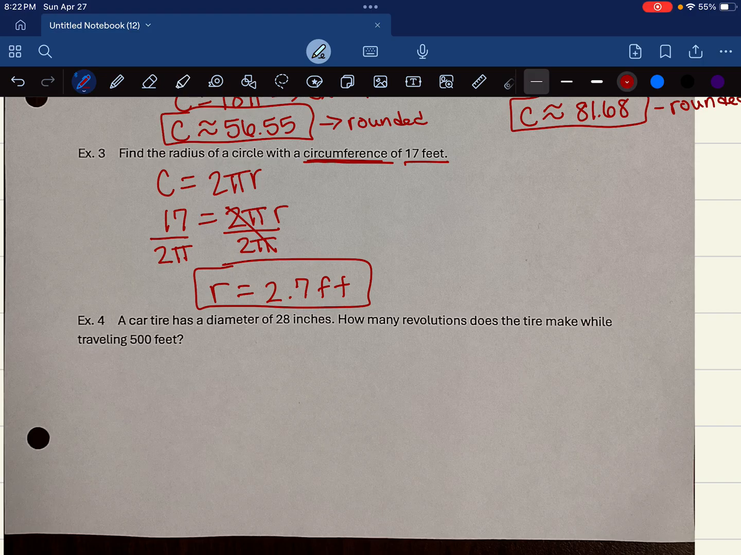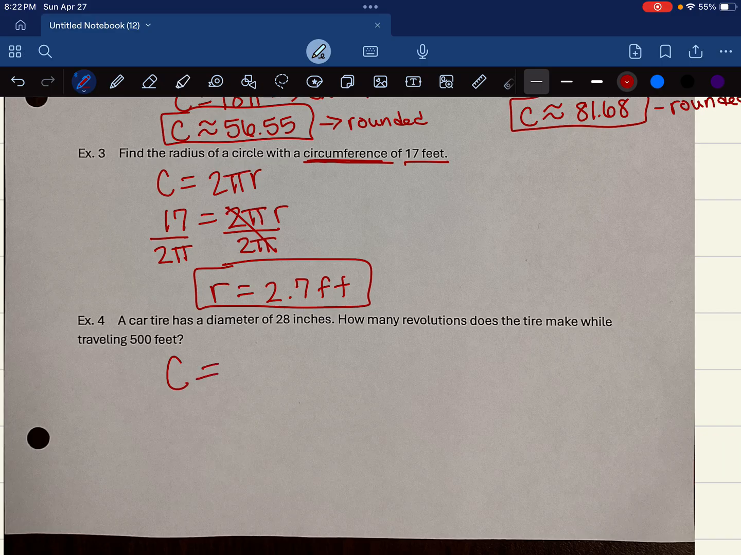Okay, lastly, on this page, it says a car has a diameter of 28 inches. How many revolutions does the tire make while traveling 500 feet? So the first thing we need to do is find the circumference, because that would be the distance around, which would give you 1 revolution.